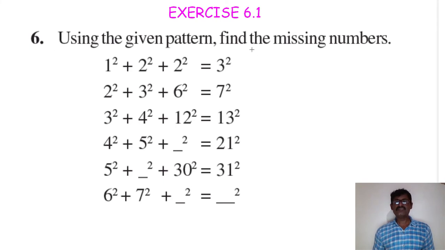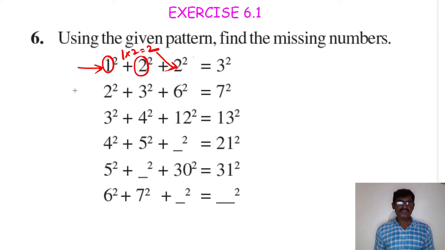Using the given pattern, find the missing numbers. Observe the pattern. 1 square plus 2 square plus 2 square equal to 3 square. 2 square plus 3 square plus 6 square equal to 7 square. 3 square plus 4 square plus 12 square equal to 13 square. Now 4 square plus 5 square plus blank square equal to 21 square. In the first row, the base of the first term is 1 and the base of the second term is 2. Multiply these two, 1 times 2 equal to 2, that is the base of the third term.